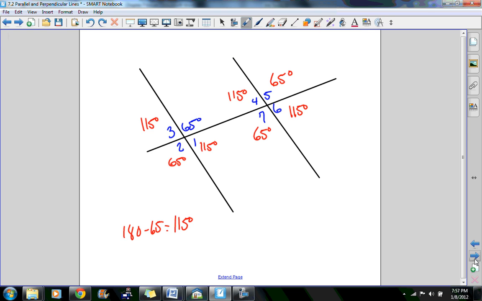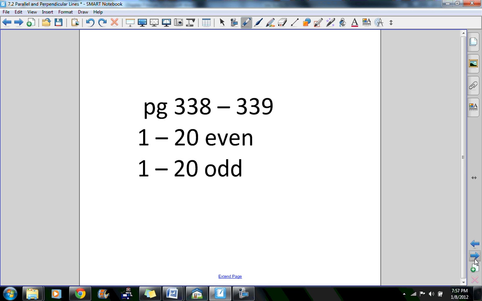Alrighty, so let's look at our problems here. This is set 1, and this is set 2. You have to get 9 correct in each set to move on. Alrighty?